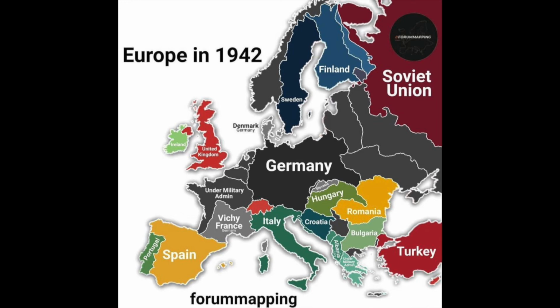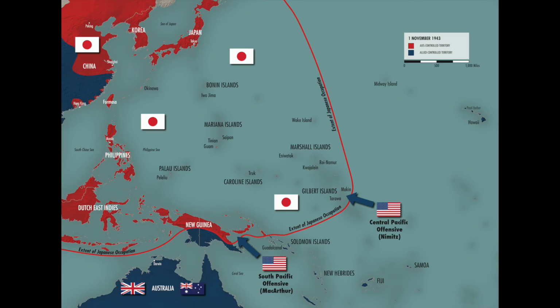You can see France under military administration after Germany had beaten France to gain that land. Now, this is an American Pacific offensive in November 1943. Just look at all those islands that the Japanese Empire controlled. Pretty crazy at the time. It's just so many little islands.